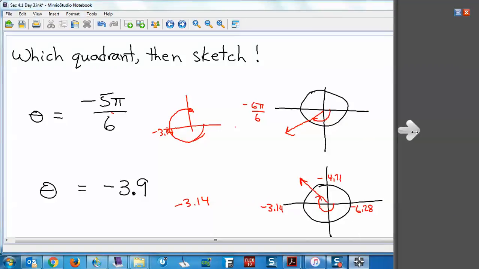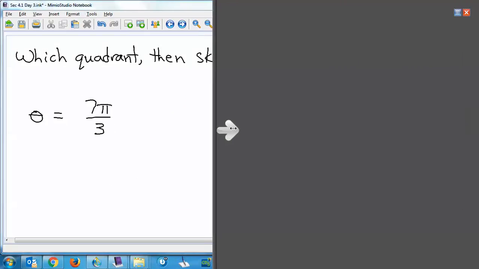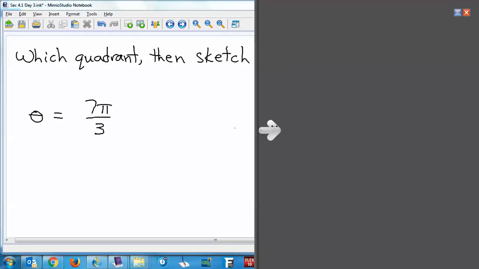Okay? So again, I would like you to start to get into that mindset as opposed to going back and forth to degrees all the time. But we're just starting it, so I get it. You know that you're comfortable with degrees, so you want to go to that. All right, how about this one? Do the same thing for this one. Which quadrant, and then sketch it. If you can, try to do it without thinking of degrees. Try to do it with just fractions.